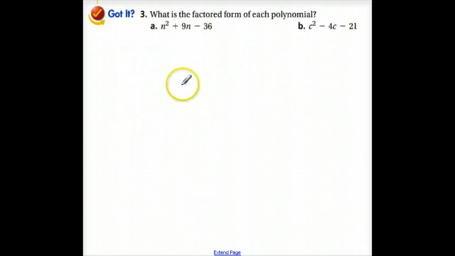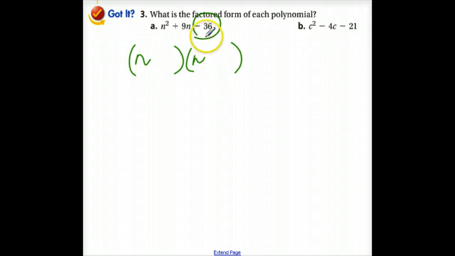Here's another example. All right, it's in the trinomial form. I'm putting my n's first. I need to equal negative 36. Well, so one of these is going to be minus and one of these is going to be positive. That's how I get a negative product. I have to equal positive 9.